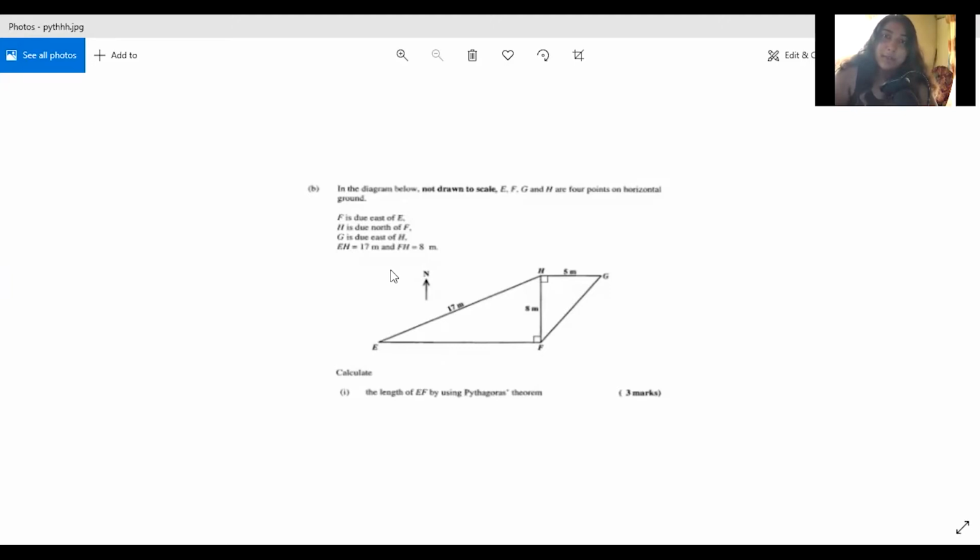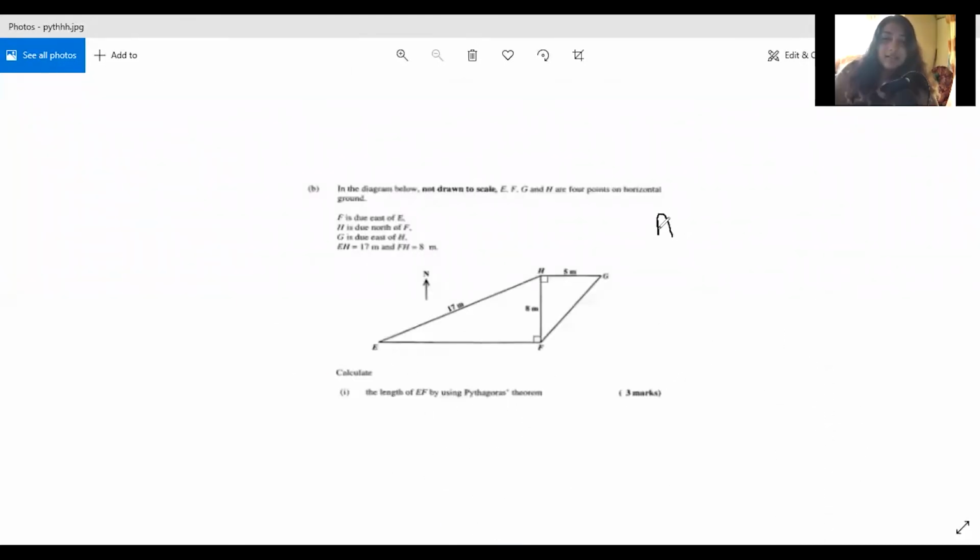this particular problem. Our question has given us this diagram, which consists of two right angle triangles, and we will be looking at the triangle EFH simply because the question is asking us to calculate the length of EF by using the Pythagoras theorem. The first thing that we're going to do here is state our Pythagoras theorem.